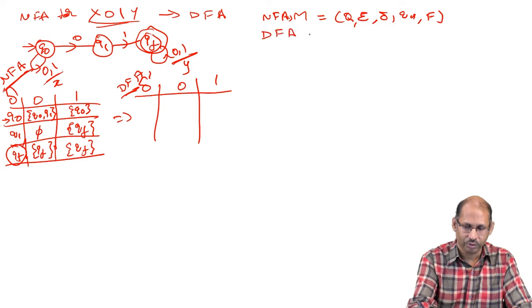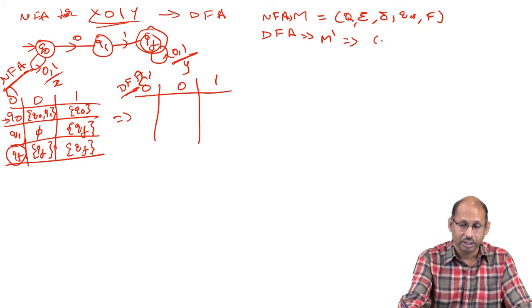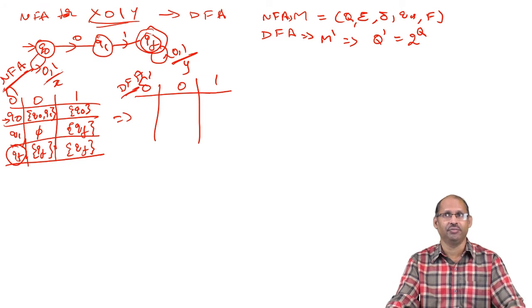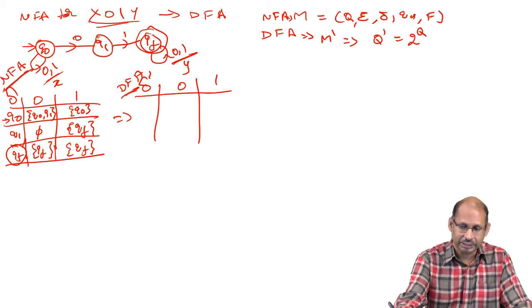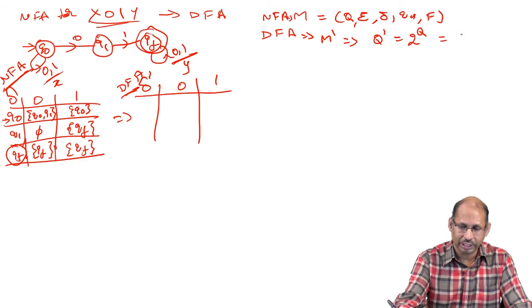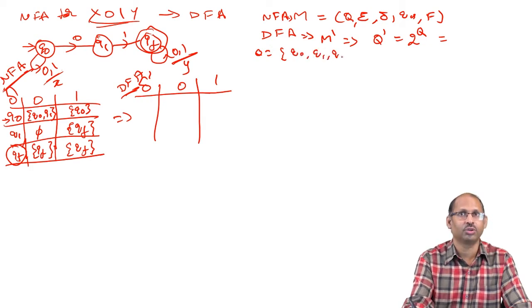For the DFA, we consider M dash. Here, the first step: Q dash will be the power set of Q. The states of the DFA are equivalent to the power set of Q. So what are the Q states? The Q states are Q0, Q1 and QF.